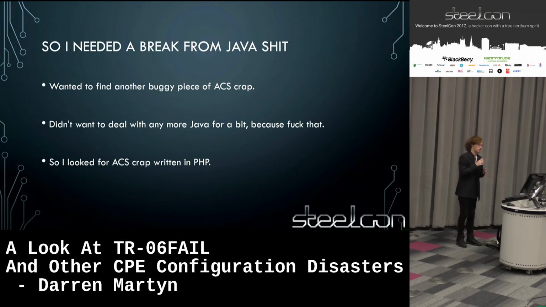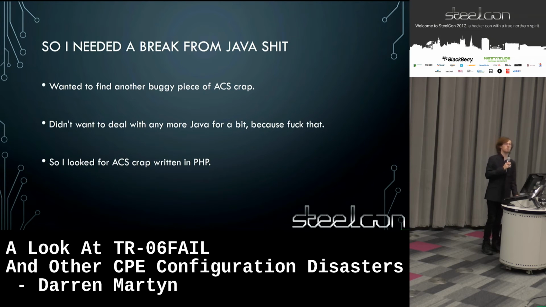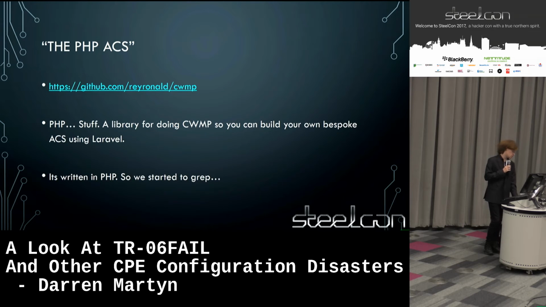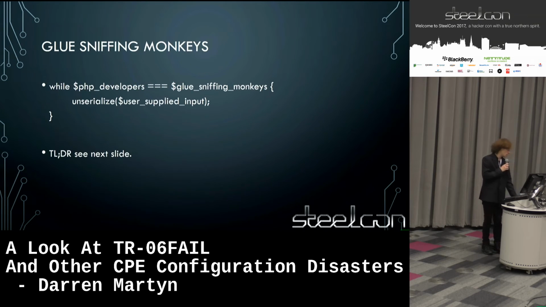So I wanted a break. No more Java for me. So I thought I'd look at an ACS written in PHP, because, you know, we're going to go to another enterprise-grade programming language here. And I found one. Somebody wrote a library for writing your own ACS in PHP, and it's called the PHP ACS, blah, blah. It's something in Laravel. It's PHP. It's disgusting. You shouldn't go near it. You should reconsider your life choices if you're using it. And I started grepping, and basically this happened.